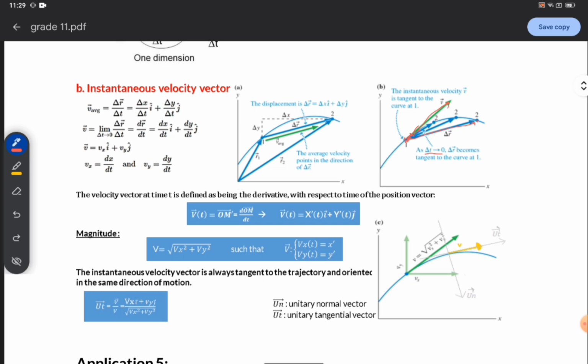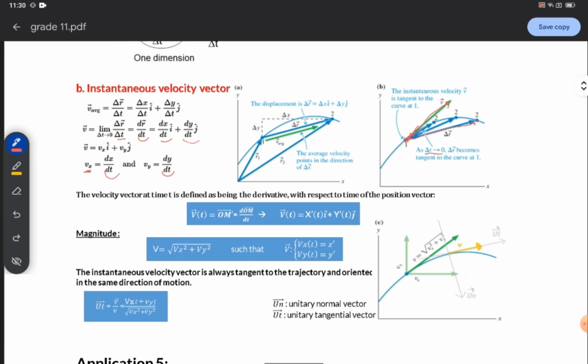So when delta T, the duration, is very small, tends to 0, the variation delta R over delta T becomes the derivative dr over dt. So it's equal to dx over dt i plus dy over dt j. So we obtain V vector equal Vx i plus Vy j. Then Vx is the derivative of x with respect to time, and Vy is the derivative of y with respect to time.